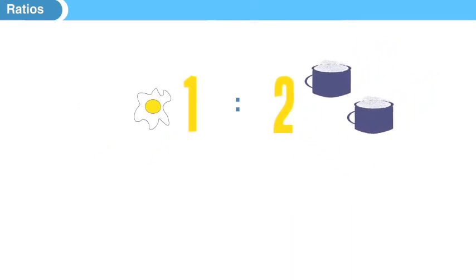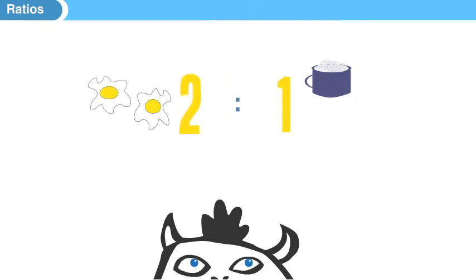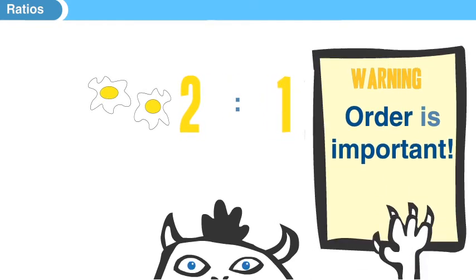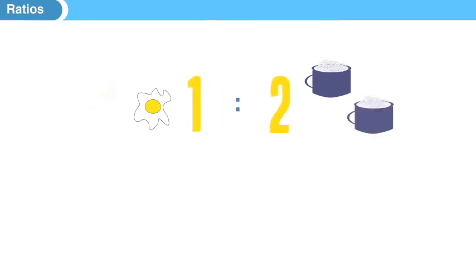Perfect. Quick warning before we sign off for this video, order really does matter. 1 egg to 2 cups of rice is very different from 2 eggs to 1 cup of rice. If we did 2 eggs to 1 cup of rice, we would have a very, very, very eggy fried rice. So make sure you keep those numbers in the right place.